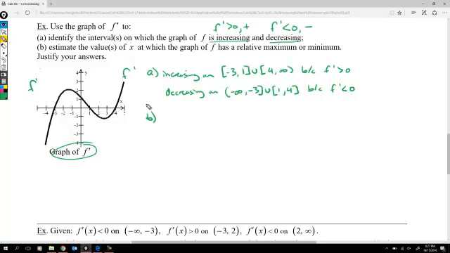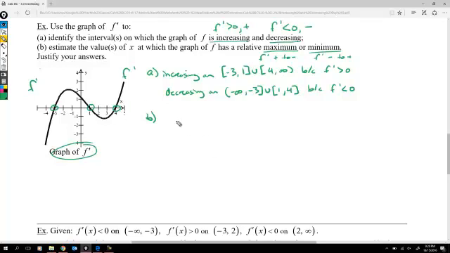It says estimate the values of x at which we have a relative maximum or a relative minimum. Remember, in order to have a maximum, f prime needs to change from positive to negative. To have a minimum, f prime needs to change from negative to positive. Let's see where that happens. I see at -3, I change from negative to positive. So this is a critical number, and it looks like I'll have a minimum here. Then I have another critical number at 1, where I'm changing from positive to negative. And another critical number at 4, where I'm changing from negative to positive.